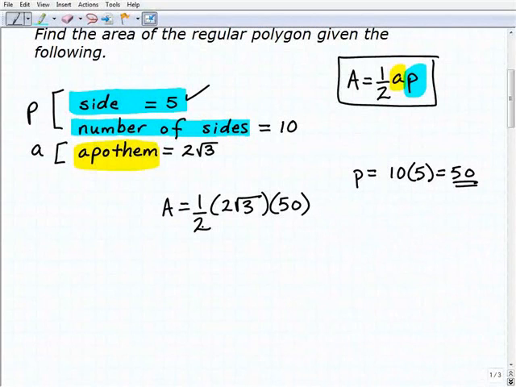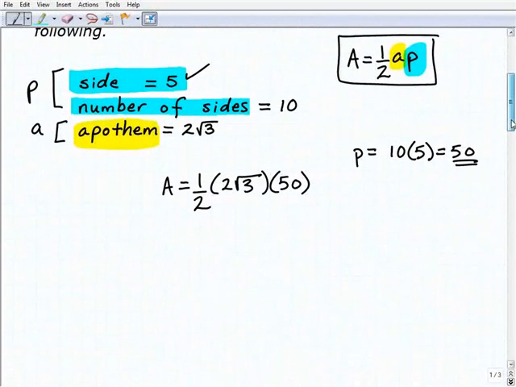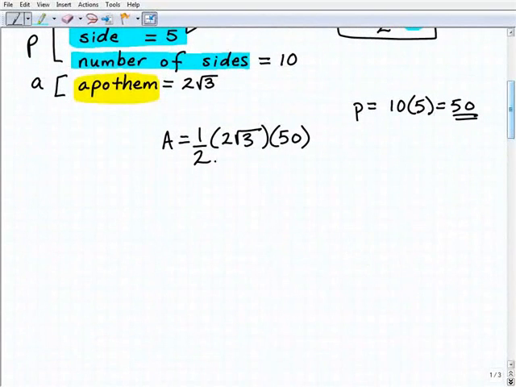So we have 1/2 times 2 times the square root of 3 times 50. Okay, so hopefully you're very comfortable working with these radicals and fractions. It's actually very easy to simplify because the 1/2 times the 2 just goes away, and really you are now left with square root of 3 times 50. But we want to write that this way: 50 times radical 3, or the square root of 3.